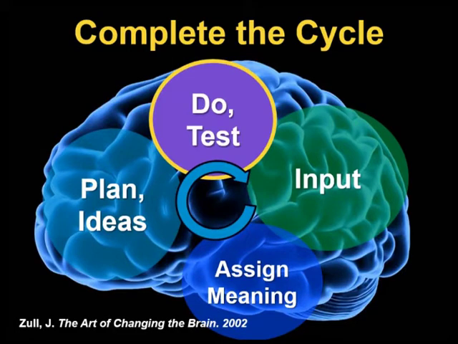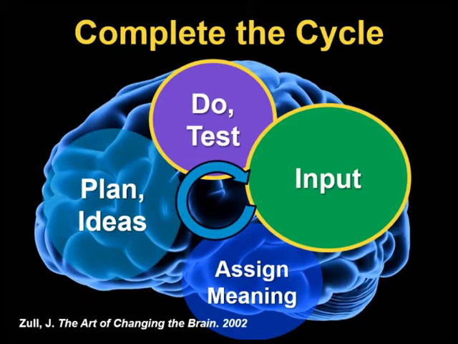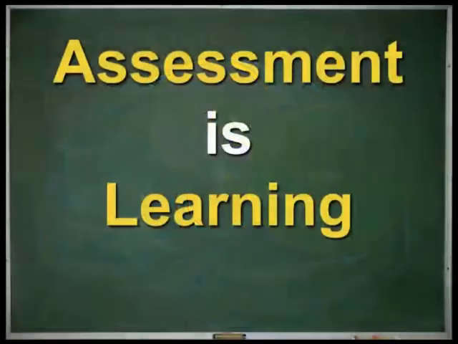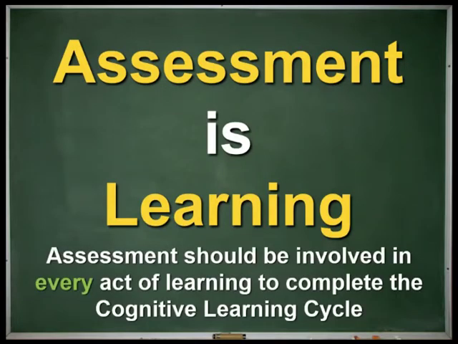So when they take their learning, their plans and their ideas, and they do something with it physically, that becomes a stimulus, which arrives as a new input into the brain. This is where the process of assessment connects with the cognitive learning cycle, between the testing phase and the input. Assessment is so important to the cognitive learning cycle that we should think about it this way. Assessment is learning. Without it, our students can't learn properly. So assessment should be involved in every act of learning in order to complete that cognitive learning cycle.